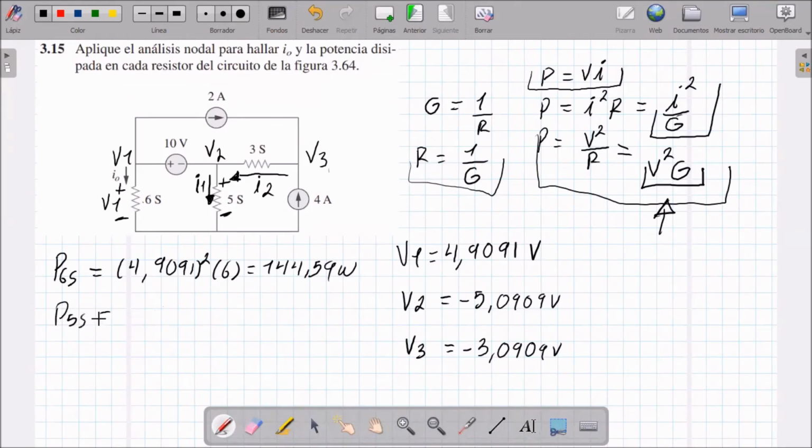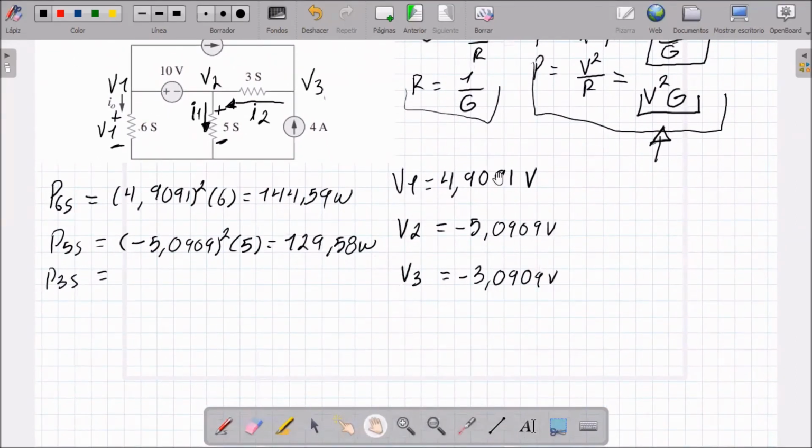The power in the next resistor, which would be the 5, would be the voltage V2, which is minus 5.0909, squared, times 5, is 129.58 watts. And in the resistance 3 S, we could do it in two ways: by finding the current or doing it with voltage. Let's do it both ways.